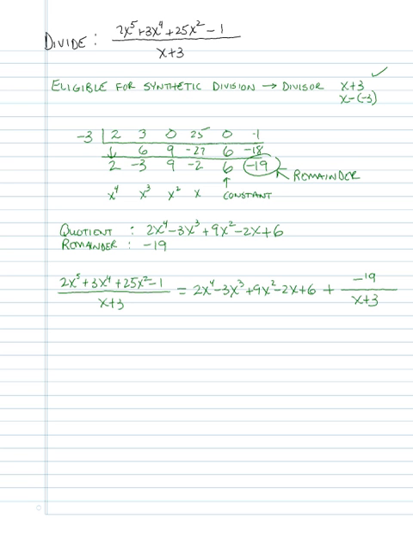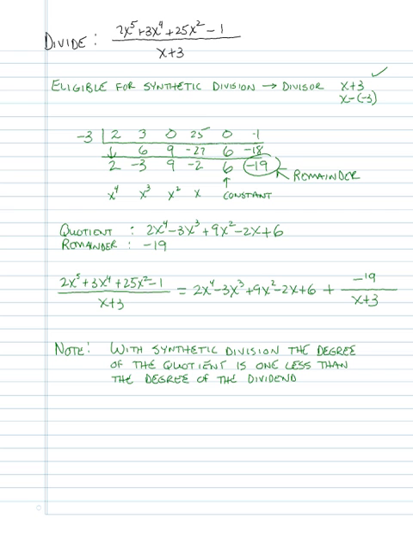Now, here's a note for you to think about. With synthetic division, and the reason it's true is because of the type of divisor we have, the degree of the quotient is going to be 1 less than the degree of the dividend, what we were dividing into. The dividend in this case had a degree of 5. The quotient had a degree of 4, because it ended up with x to the 4th. That's always going to be the case when we're dealing with synthetic division because of the type of divisor that we have.